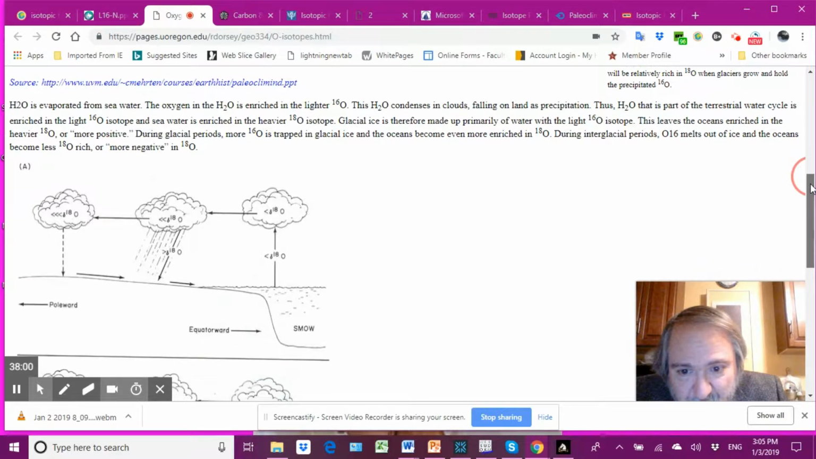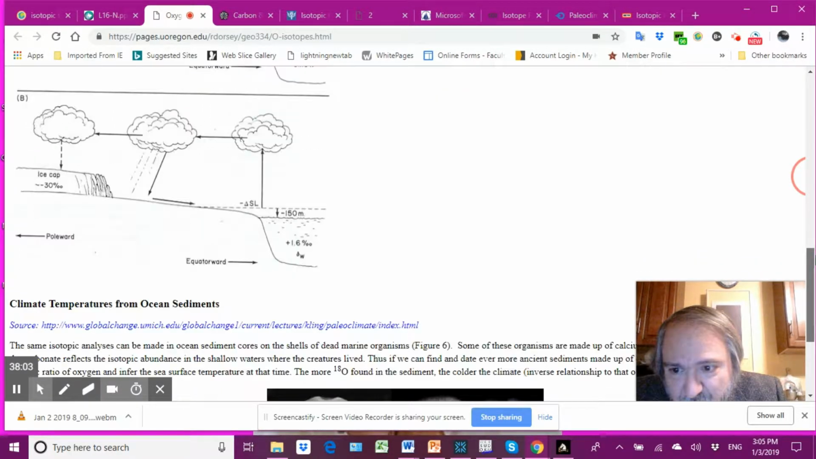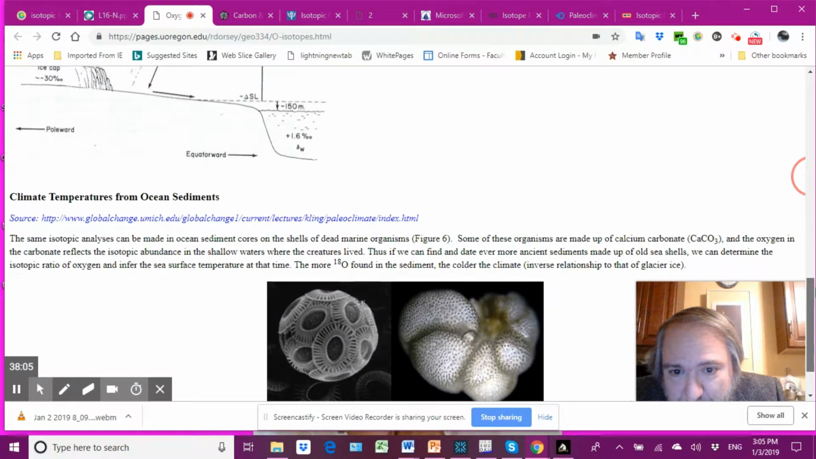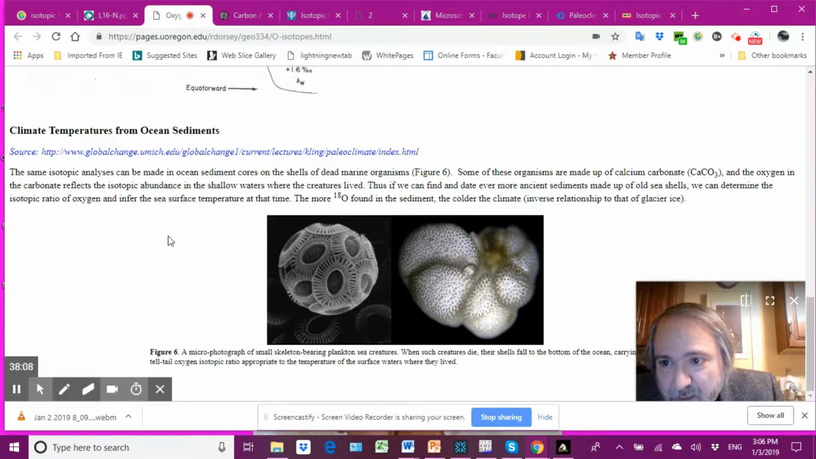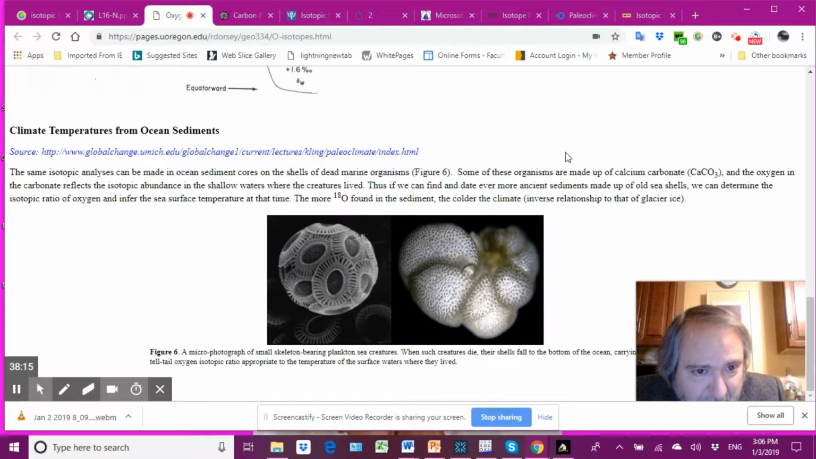That's what I was talking about earlier, how the values would then start changing around. And now, the same isotopic analyses can be made in ocean sediment cores on the shells of dead marine organisms. Some of these organisms are made of calcium carbonate, calcite, and the oxygen in the carbonate reflects the isotopic abundance in the shallow waters where the creatures live. Thus, if we can find and date ever more ancient sediments made up of old seashells, we can determine the isotopic ratio of oxygen and infer the sea surface water at the time.